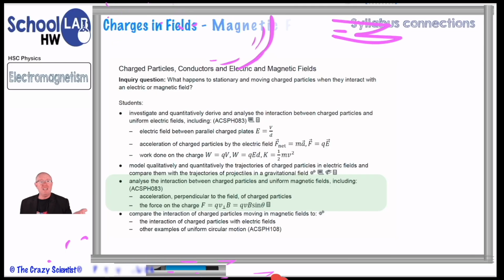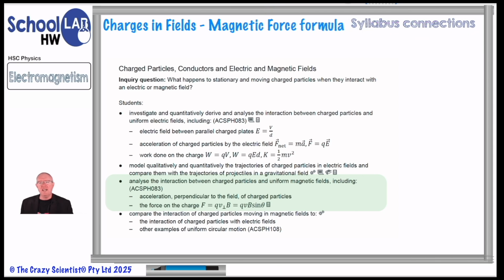Alright, welcome to another video here in our Module 6 videos, and this one is the second video in terms of this dot point, which is looking at the actual formula.